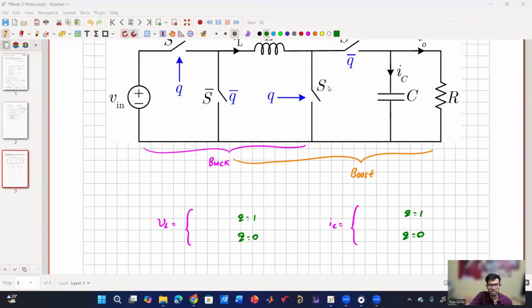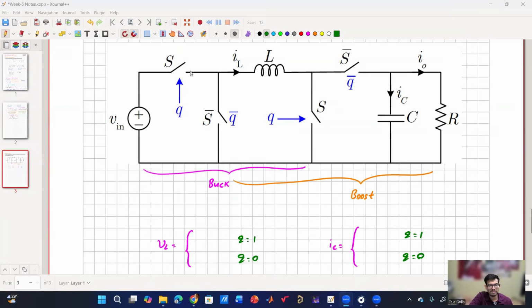Come back quickly. So when Q is equal to 1, this switch will be on and this switch will be on. So VL is nothing but Vin. And when Q is equal to 0, this switch will be on and this switch will be on. So VL will be minus V0. Similarly for IC, when switch S is on, the output will be disconnected, so it will be minus I0. When the switch is off, it will be IL minus I0.